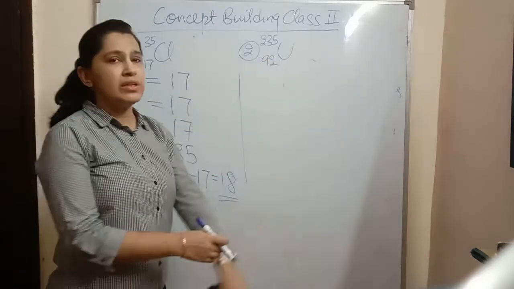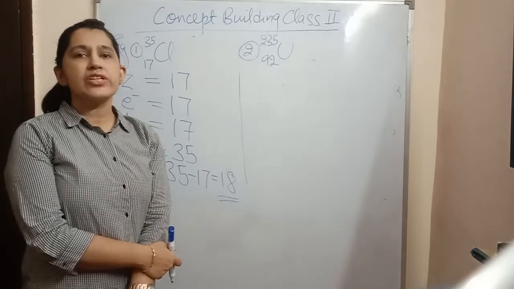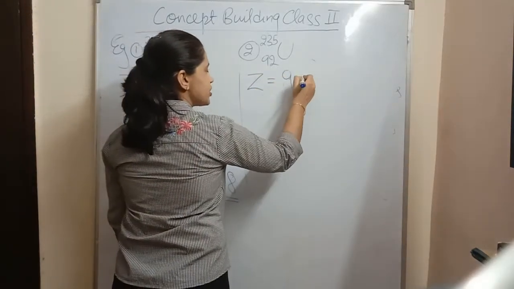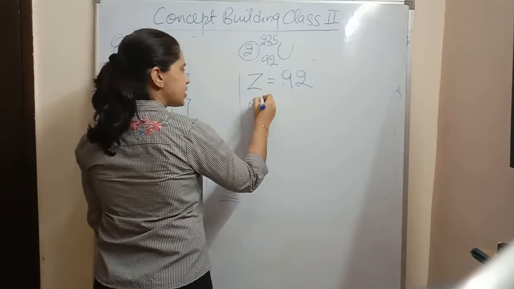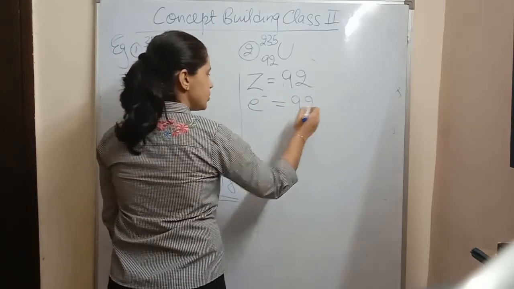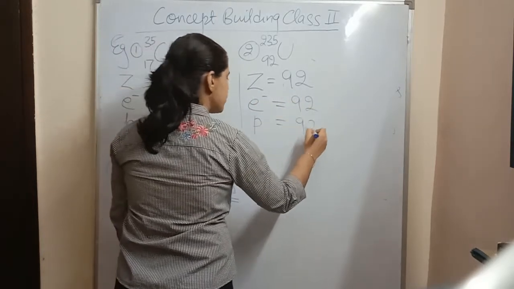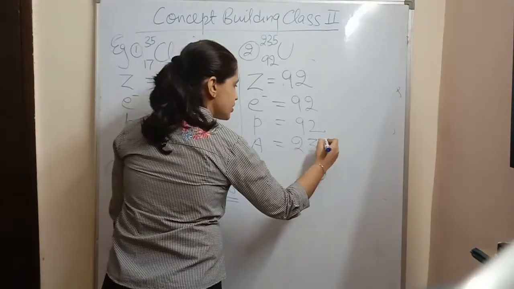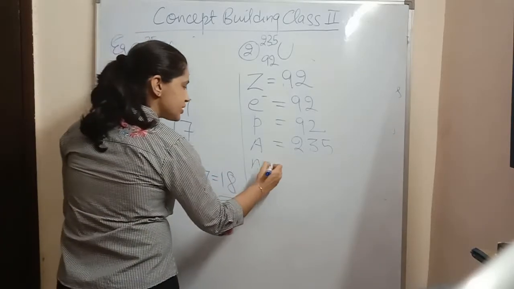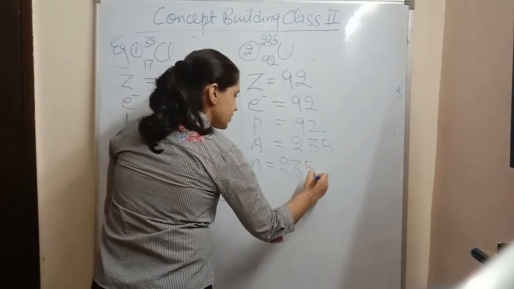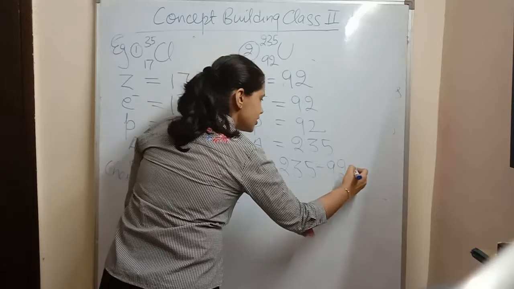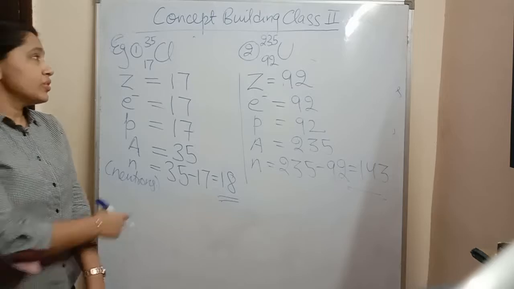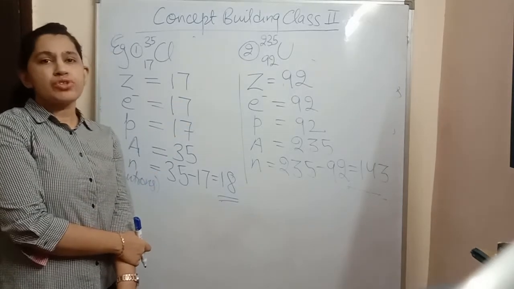Right. Go with uranium. U stands for the symbol. Which element we are talking about? Yes, it is uranium. What is Z here? 92. Electrons, again 92. Protons, perfect, 92. Mass number, it is 235, and neutrons are 235 minus 92. How much is it? 143, right? So these two are the cases for the neutral atom, right?